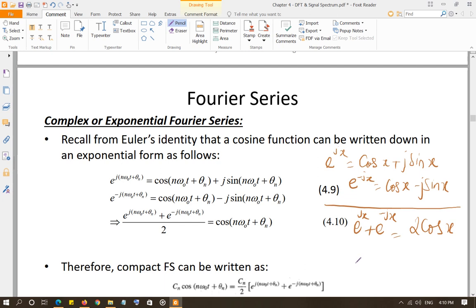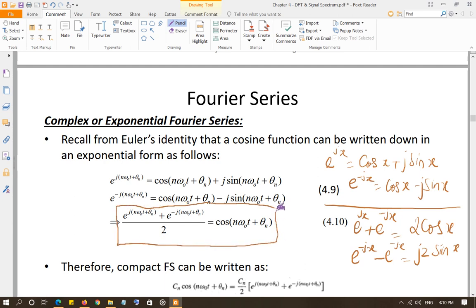And if you subtract them, then you are going to get e to the power jx minus e to the power negative jx, you're gonna get j2 sine x. Okay. So if you want to know the cosine function in terms of the exponential, then the cosine function is e to the power jx plus e to the power negative jx divided by 2, which is right here.